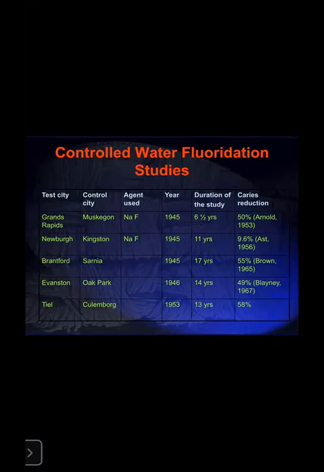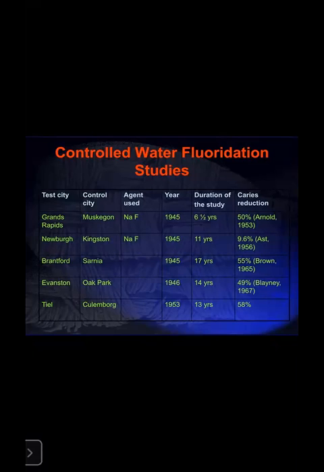Then what happened over the years: they started the study in 1945, and by 1953, after almost 6.5 years, they concluded that in Grand Rapids there was a 50% reduction in dental caries. What they did was, when they started the study in 1945, they initially took all the data on how much DMFT index there is in Grand Rapids and how much DMFT index there is in Muskegon City. Now, after 6.5 years, what is the change in the DMFT index? They found that almost 50% reduction was there in dental caries in Grand Rapids.